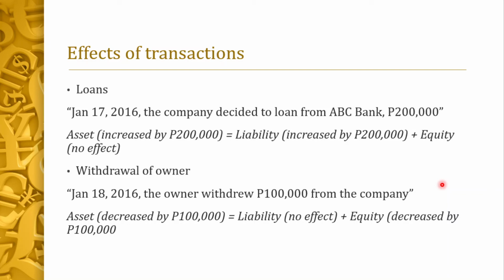Withdrawal of owner. This is an example of use of assets. January 18, 2016, the owner withdrew 100,000 from the company. Assets decreased by 100,000. The common example of withdrawal is a cash withdrawal. So the cash account decreases, liabilities have no effect, and equity decreases by 100,000. Withdrawal or drawing of the owner is a negative effect on equity.